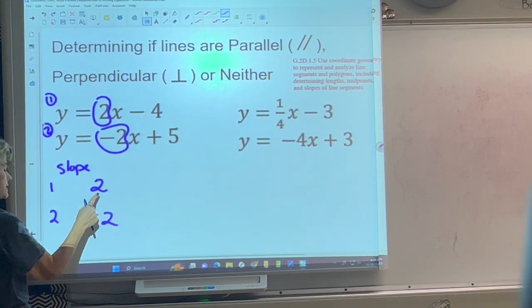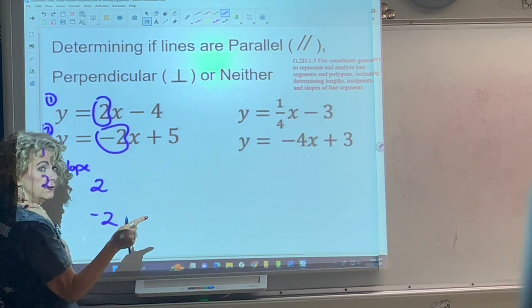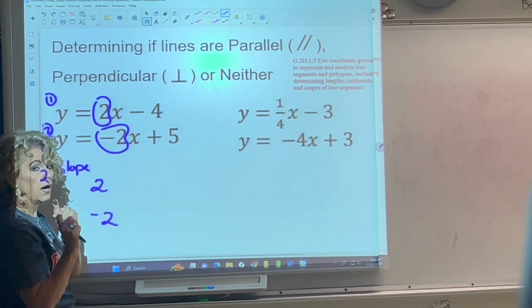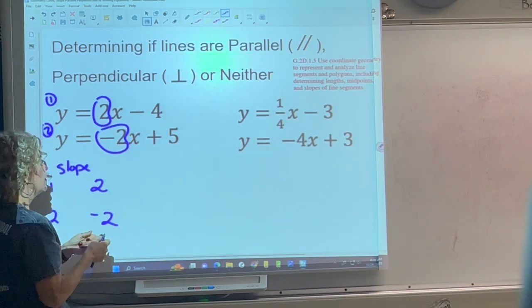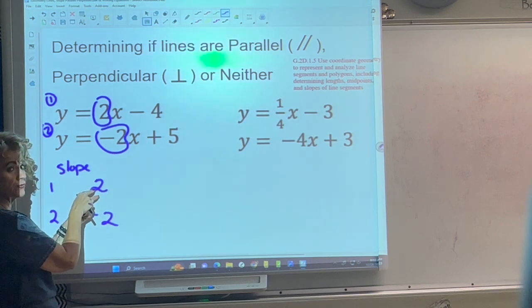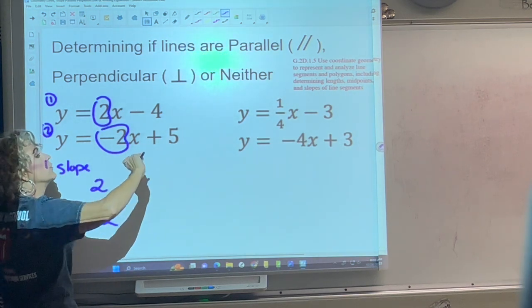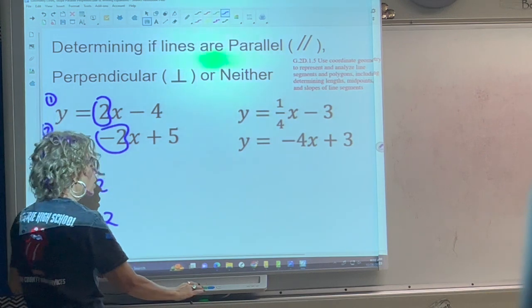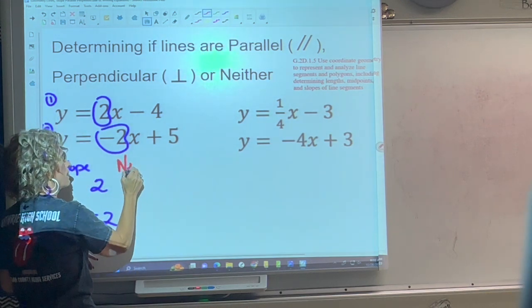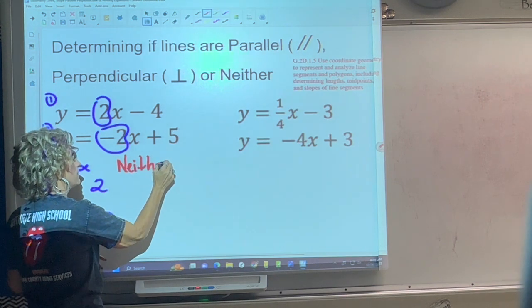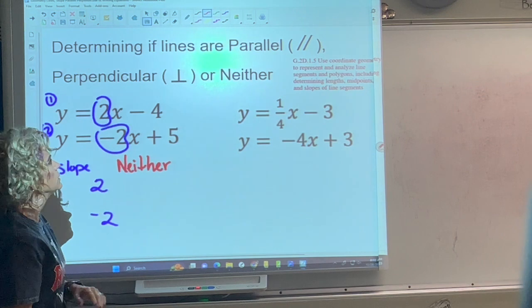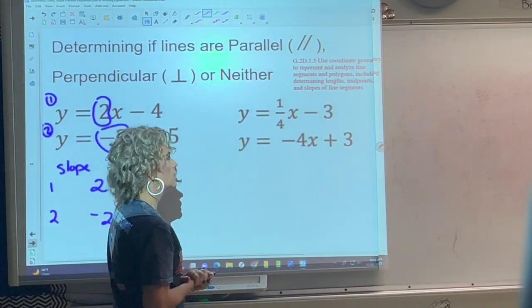Well, they're not the same, so they're not parallel. They are opposites, but they're not opposite reciprocals. The opposite reciprocal of 2 would be a negative 1/2. So these two lines are neither parallel nor perpendicular. Okay, we're going to look at this one. Okay, same song and dance.